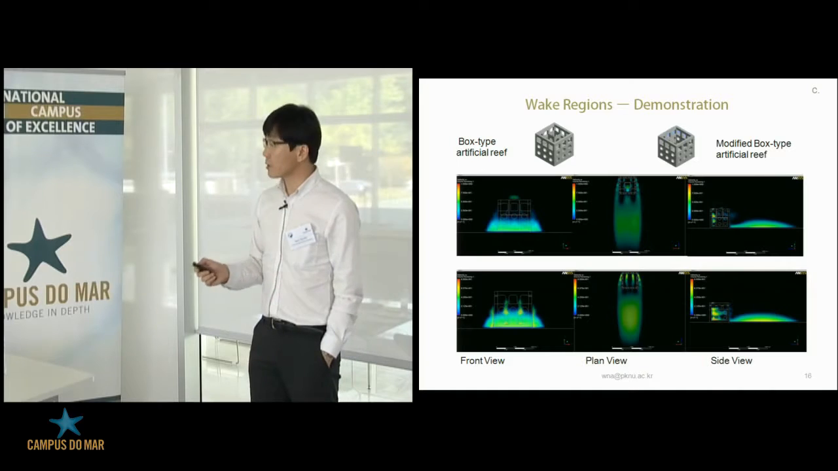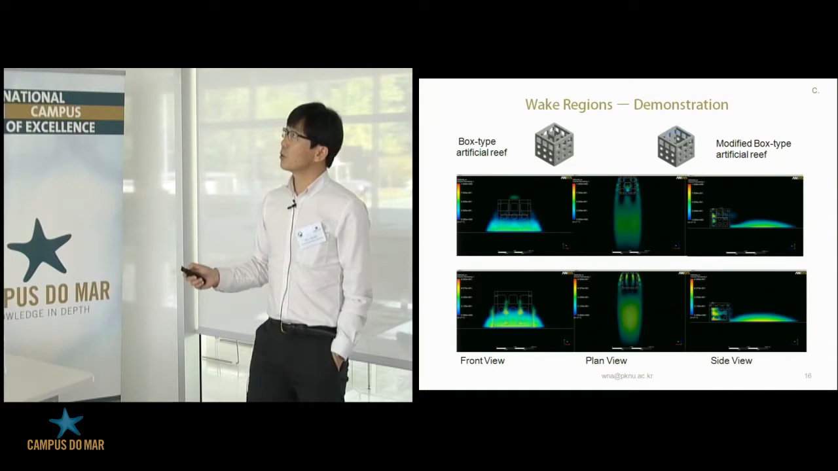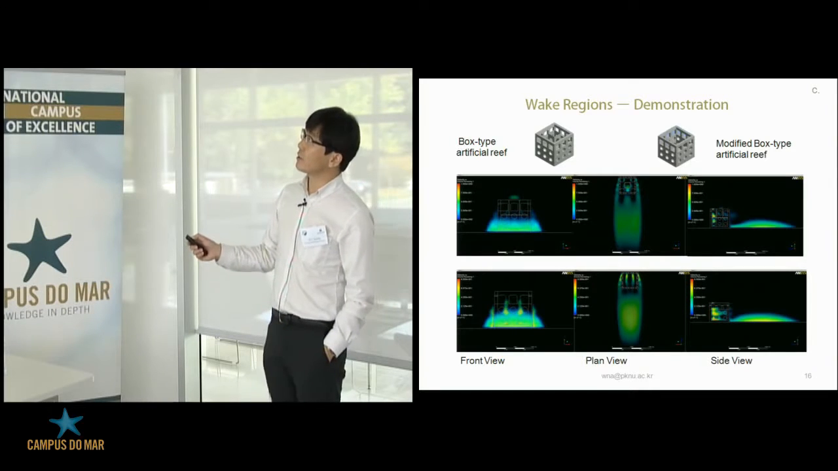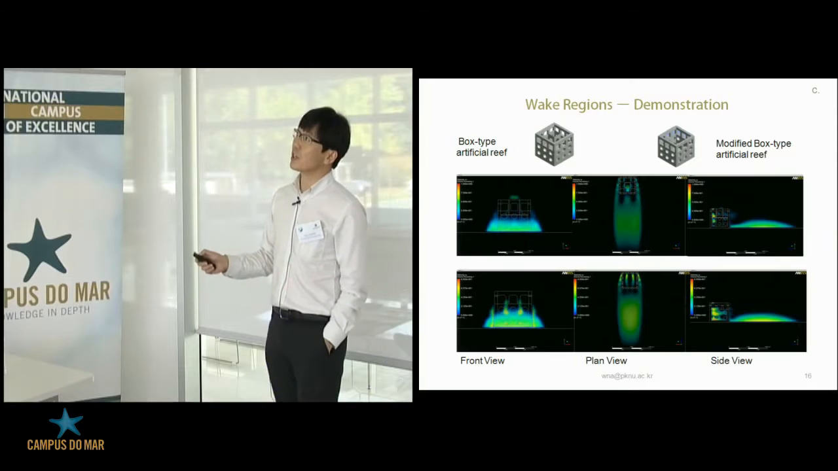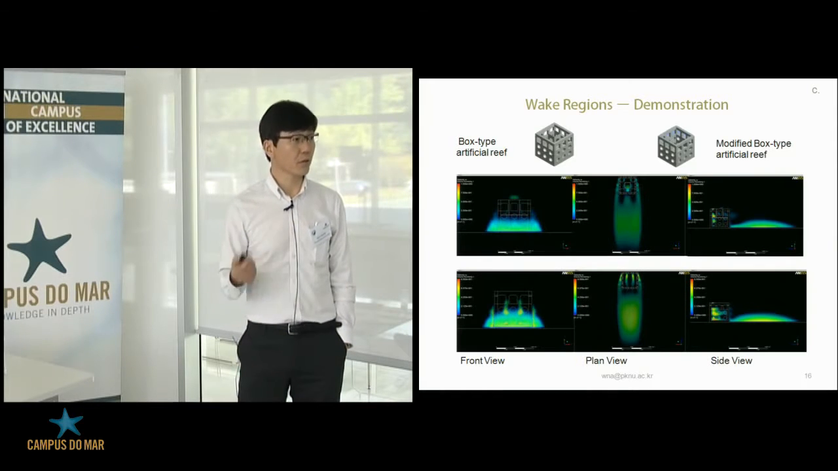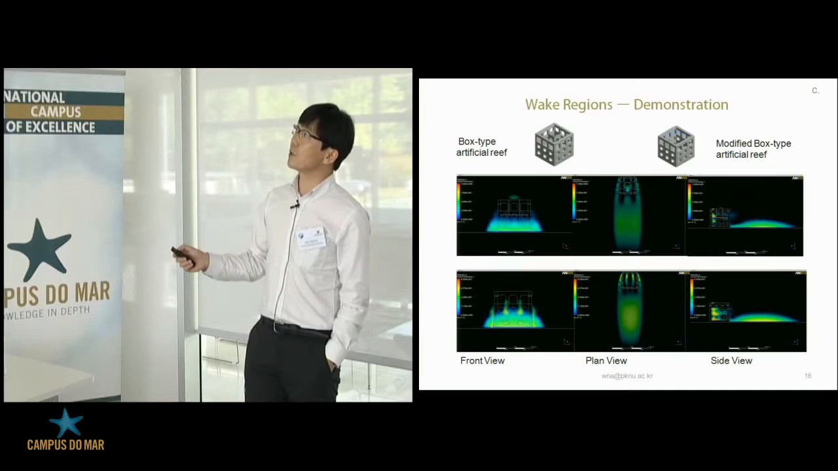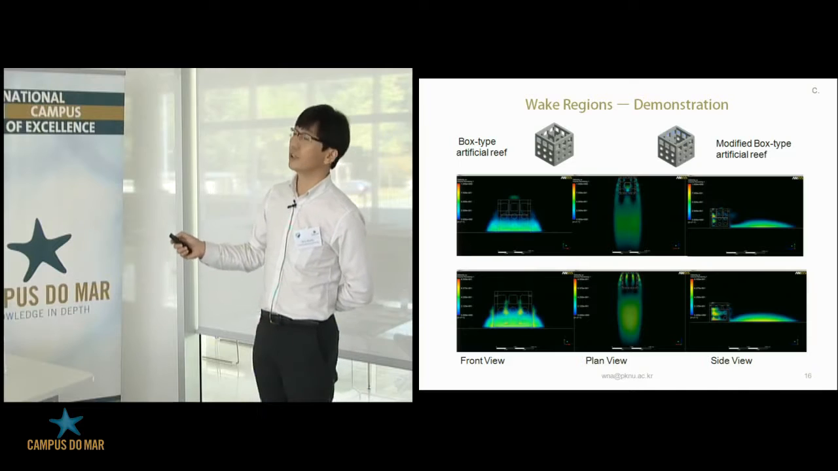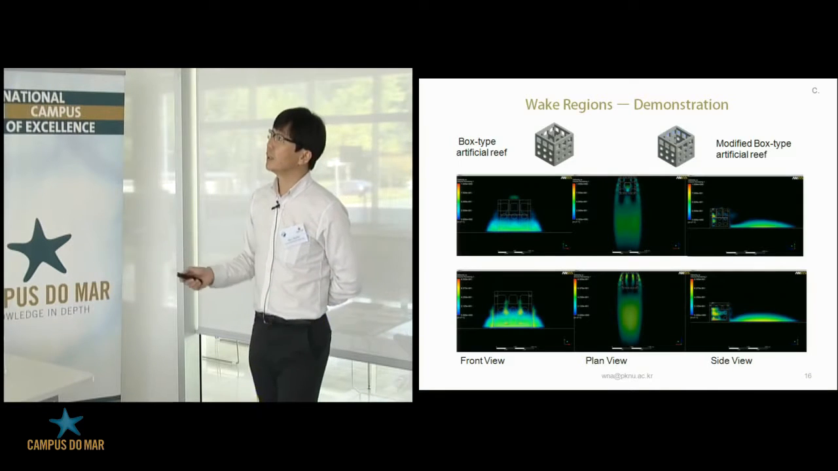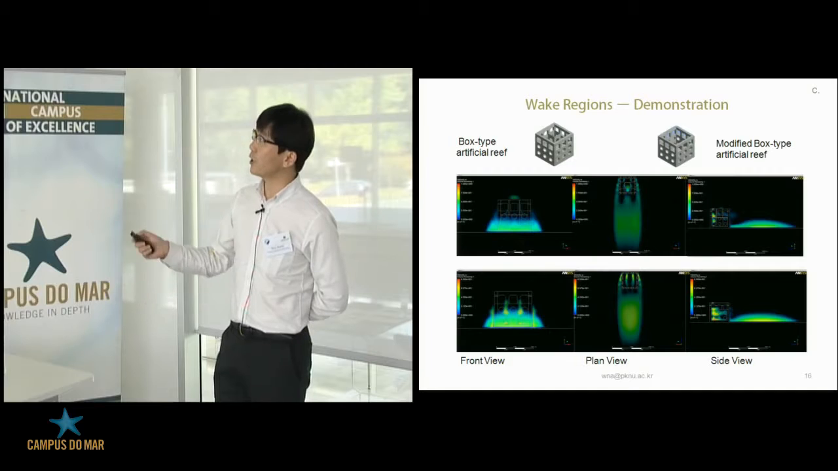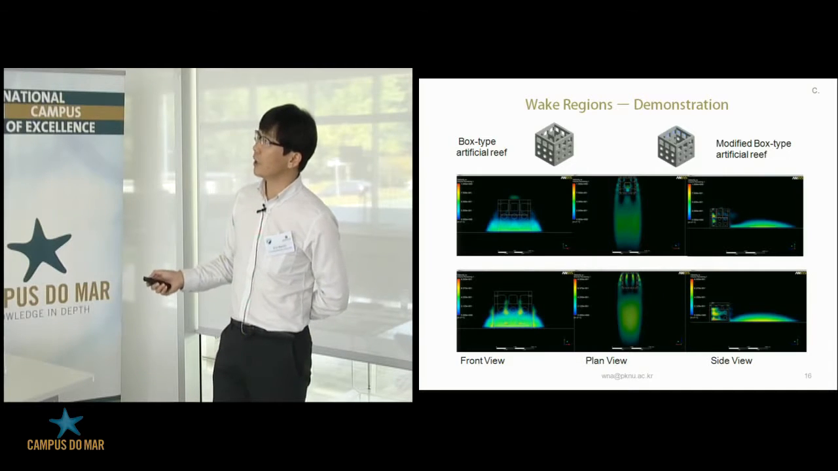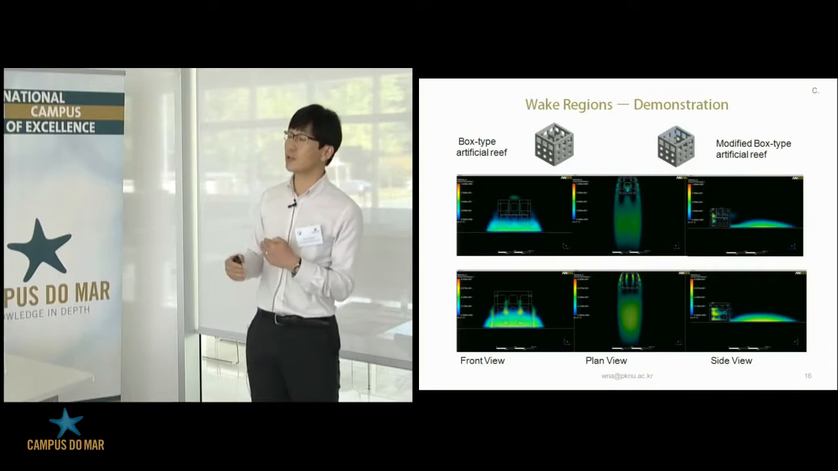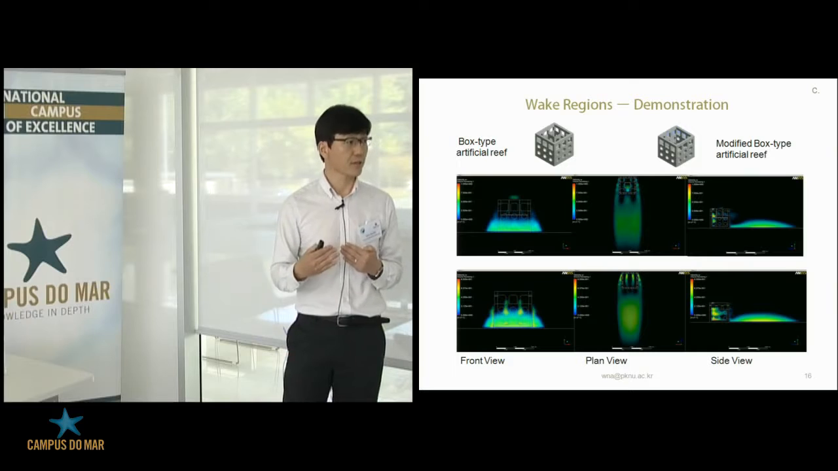So this slide shows the wake region profile. The first one is the box type, and the second is the modified box type. These are all constructed by reinforced concrete structures. But the difference between these two is that the first one has a steel box inside, and the second one does not have the steel box inside. Then this one shows the front view, plan view, and side view. You can see the wake regions are very similar, but you can also observe some differences.